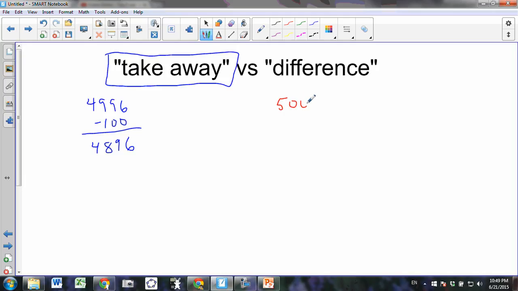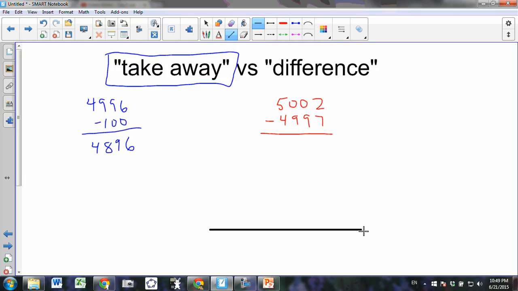Now, but suppose you have 5,002 minus 4,997. How about that? Well, taking away 4,997, that's a lot to take away. But those two numbers, 4,997 and 5,002, they're actually pretty close to each other on the number line.